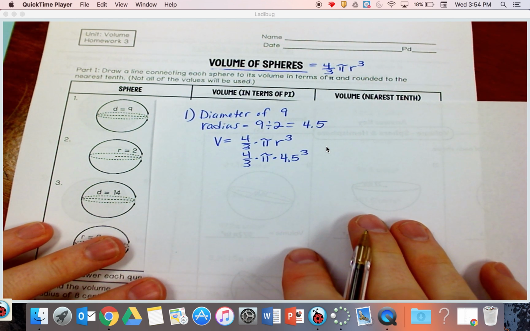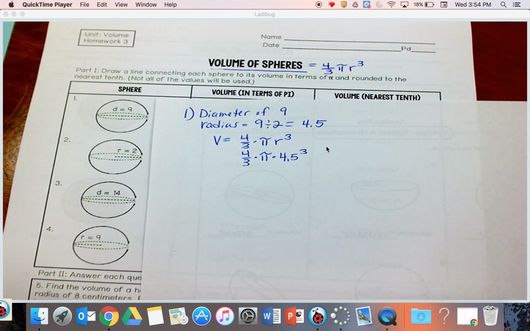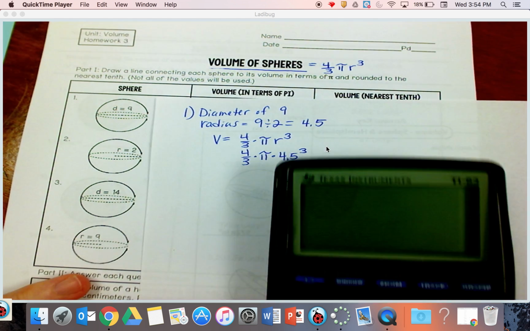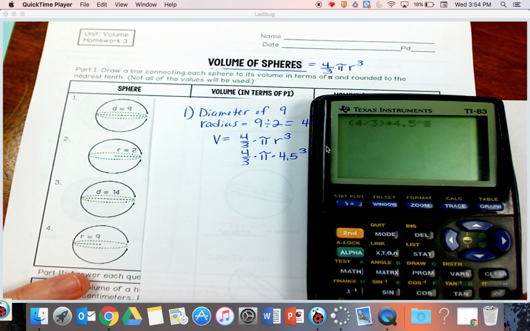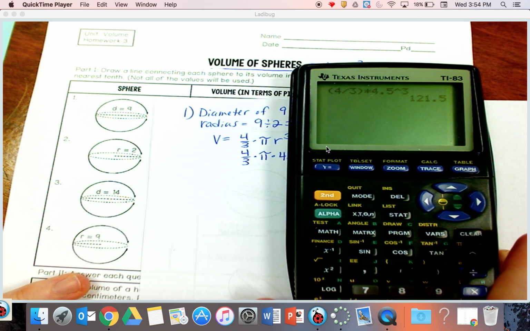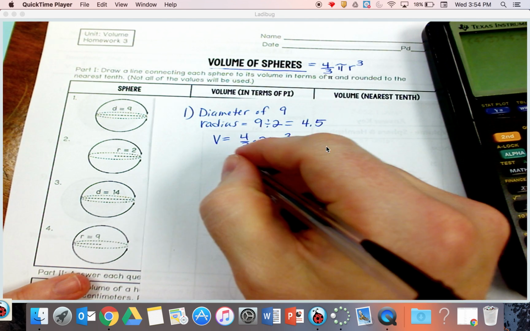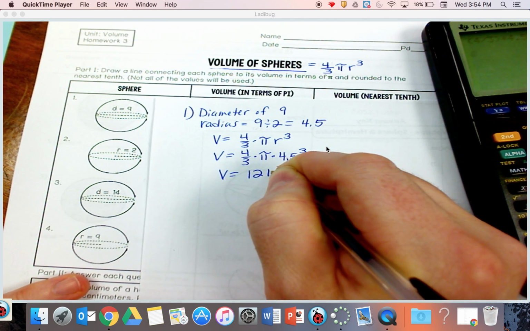I'm going to find it in pi terms first, so I can put that right into my calculator. I'm going to put in parentheses 4 divided by 3 times 4.5 to the third power. So I'm going to have to hit the caret button and 3, which makes it to the third power. And I hit enter, and it gives me 121.5. Now remember, that's the volume in pi terms, 121.5 pi.